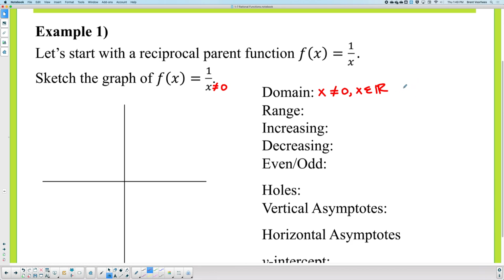If you wanted to, you could write it out long ways like this. Negative infinity to 0, union, 0 to positive infinity. This is saying the graph will exist everything to the left of 0, and this will be everything to the right of 0. But since it's a parentheses, it will not include 0. So you can say it either way.